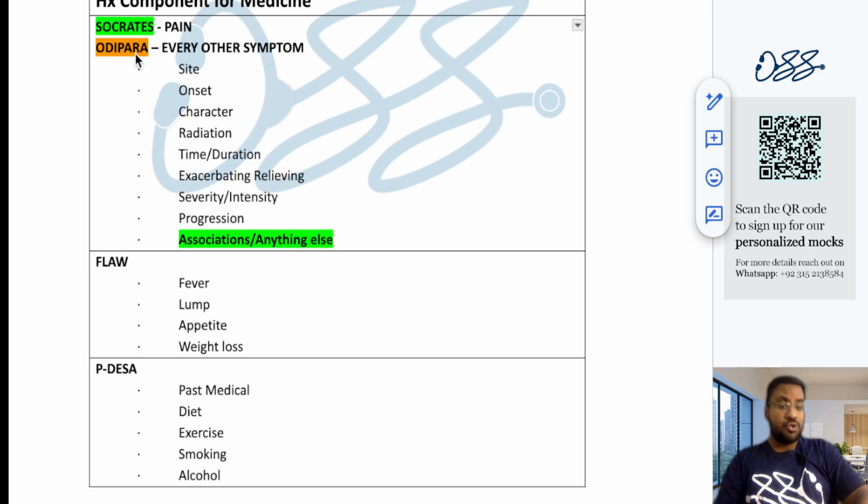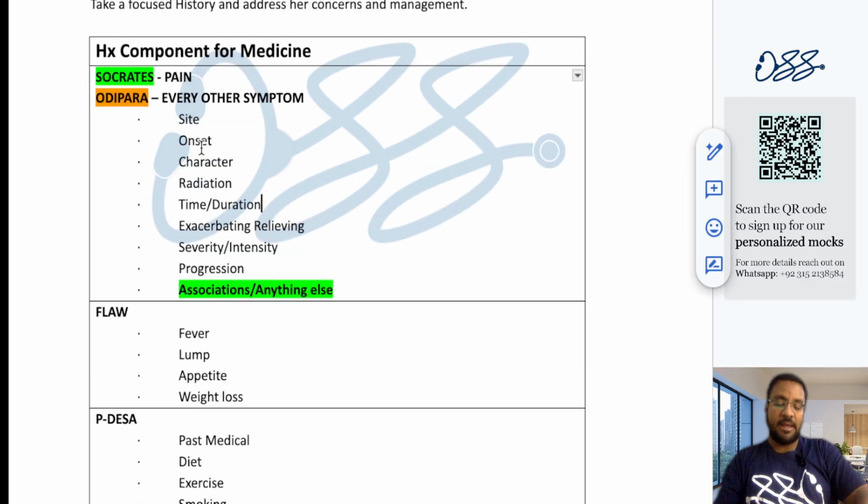So you have to make sure that OPQRSTA and SOCRATES are done in a flawless and very detailed way, and you are not missing out on things, because if you miss out one thing in this OPQRSTA or SOCRATES, there is a very strong possibility that you may not be able to reach the diagnosis. So you need to keep that in mind. I just hope that I have made SOCRATES and OPQRSTA quite clear. Now let's move on to the association and anything else.